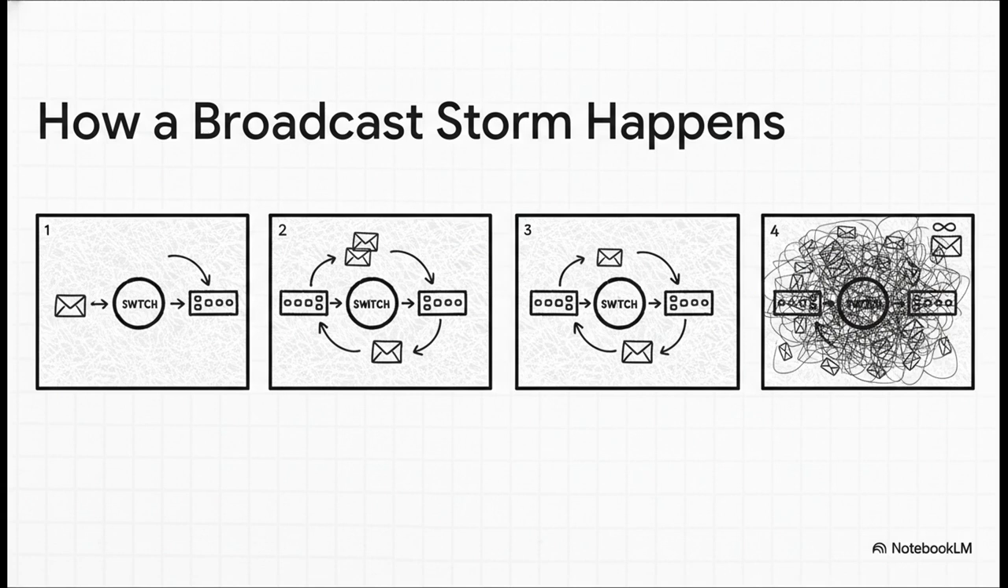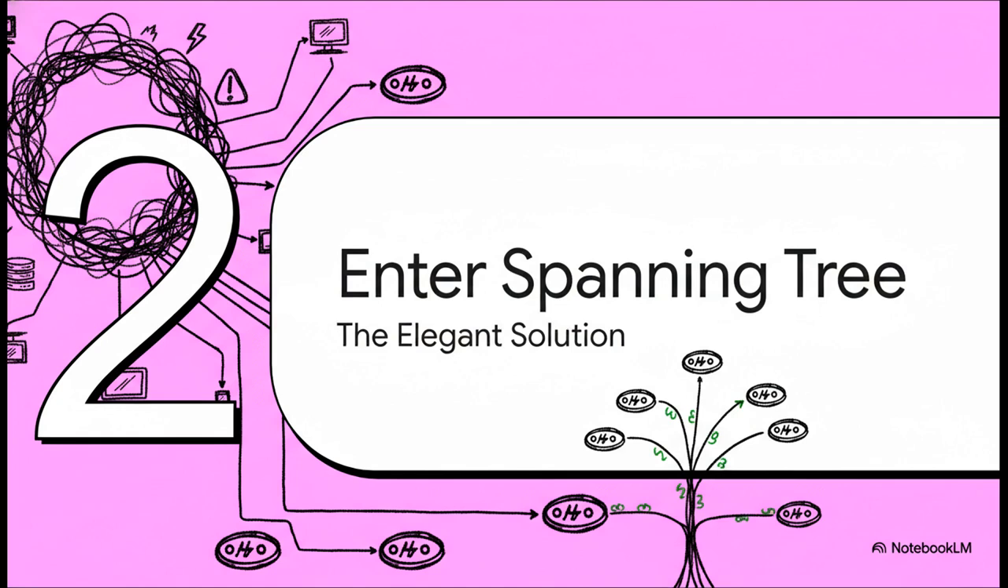And here's the kicker. Unlike traffic on the internet that has a time-to-live counter that eventually kills it off, these frames have no off switch. They will loop forever, multiplying like crazy until they've choked out everything else on the network. A single, simple loop can absolutely wreck an entire company's network. This isn't just theory. It is a real-world disaster that happens all the time. Luckily, the folks who invented this stuff way back in the 80s were brilliant. They saw this problem coming and created a beautiful, elegant solution, the Spanning Tree Protocol, or STP.